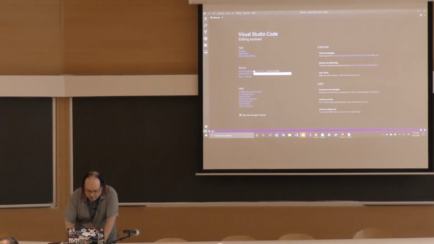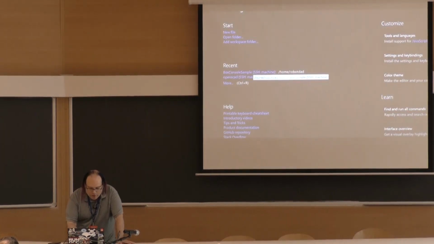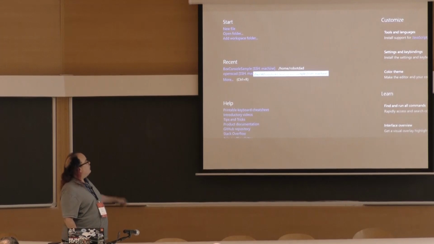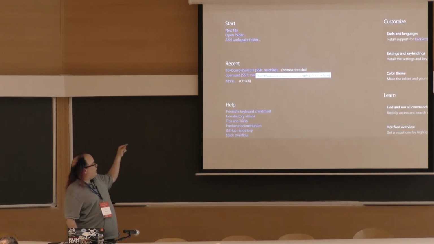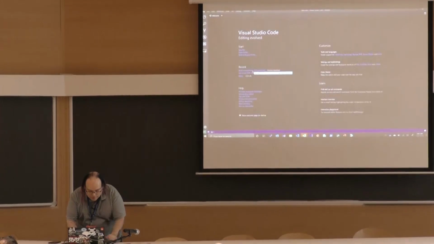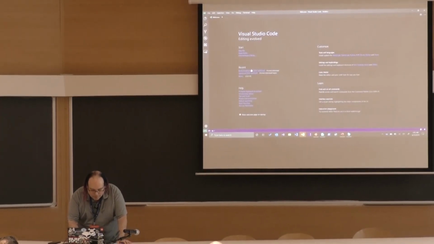But if I come over here, you can see I actually opened this project before, and so we're going to open this little quick sample here for a box console sample. And you can see it says SSH machine, because my VM machine name is machine. And you can see it's the path to my home directory there. So go ahead and open that.